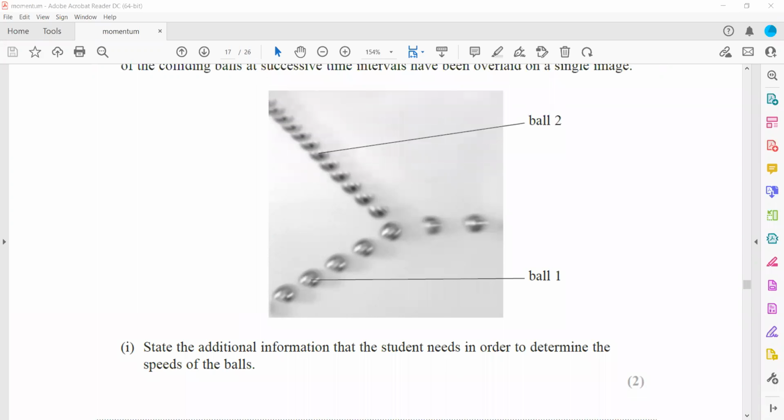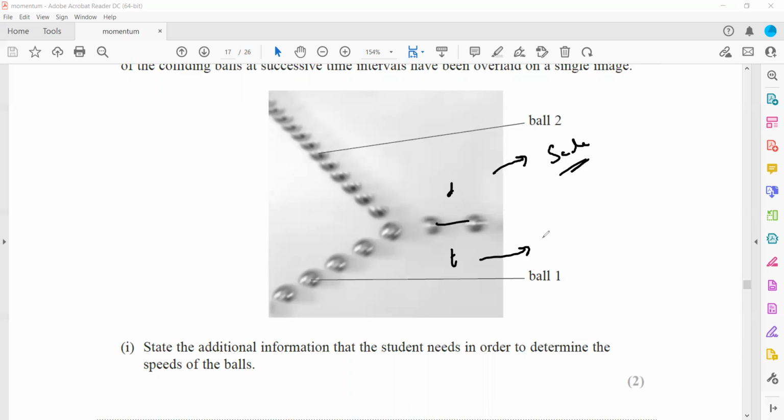So if a student wants to determine the speed of the ball, what does he need? For example, using the image he can measure the distance, using the scale of the image. If I want to find the speed at which this ball was moving before the collision, I need distance and I need time. To know the exact distance, because of the image, we need the image scale. For example, 1 centimeter equals how many meters? So we need the scale of this image.